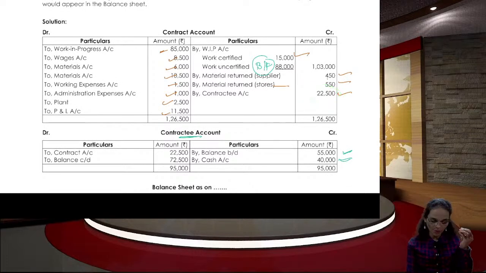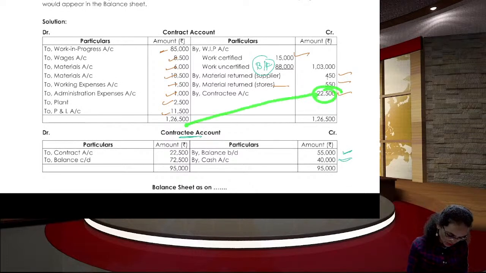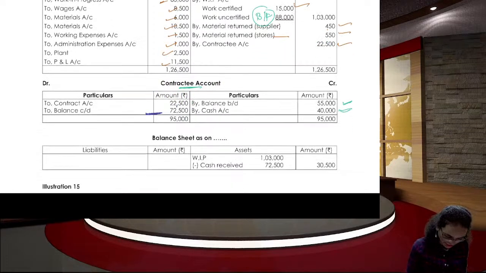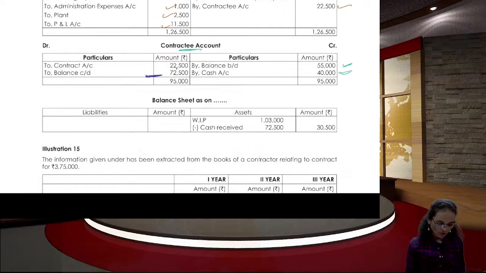22,500, the contract is completed, so it has been given to the contractee. See this one, 22,500, the balancing figure. This is the contractee account. Next, the balance sheet. How would it appear in the balance sheet, in the books of the contractor?